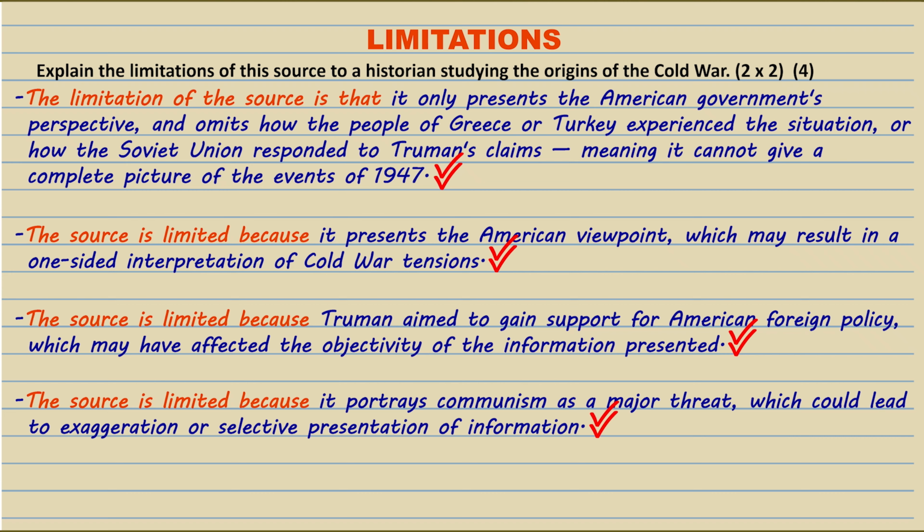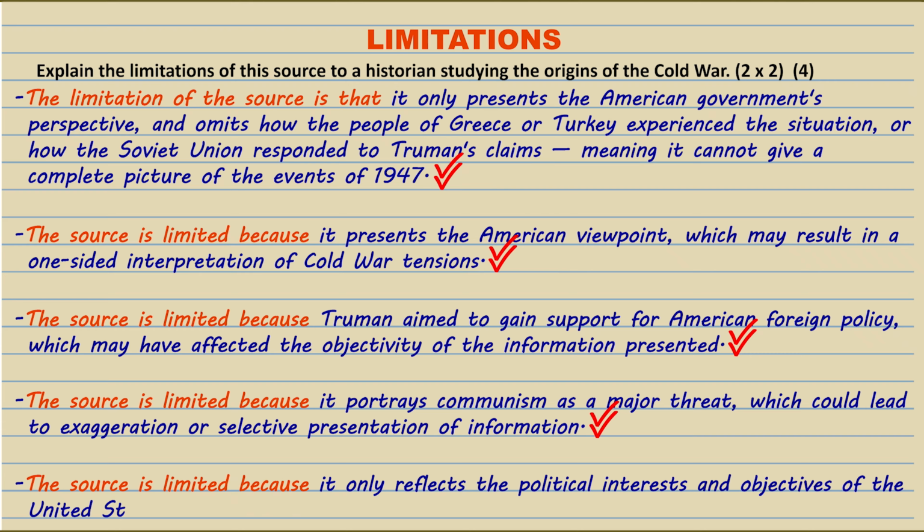Alternatively, we can identify a broader weakness by considering whose interests the source represents. So we can say in our answer, the source is limited because it only reflects the political interests and objectives of the United States government during the Cold War period. That's a full explained limitation, not just a label.